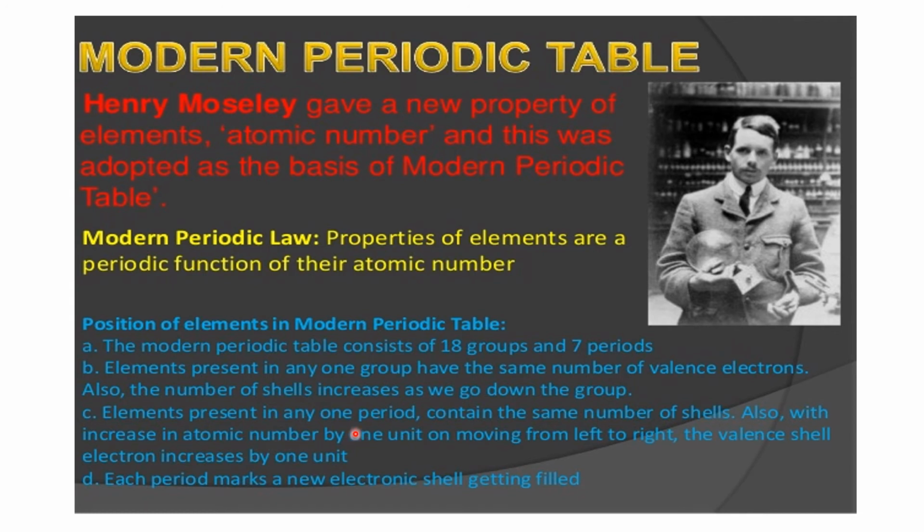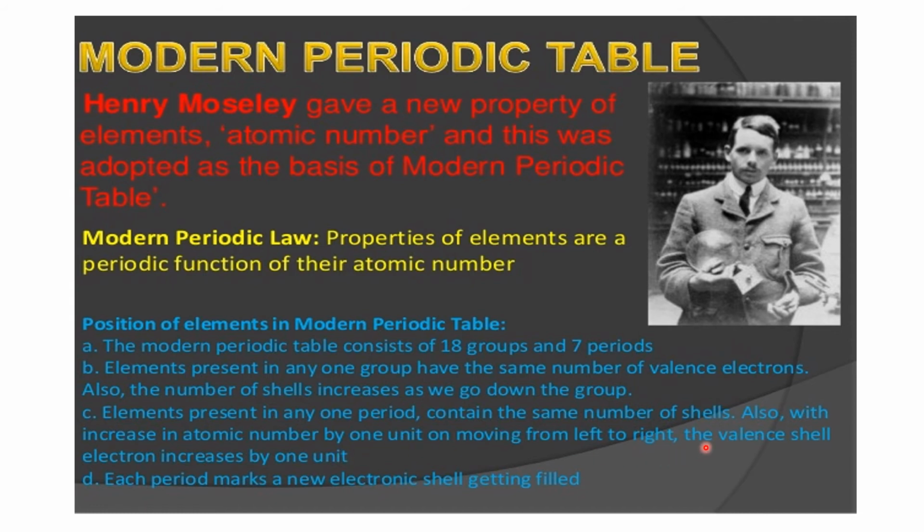Here in the modern periodic table there are 7 periods present. Now when you take the first period, 2 elements are present in that. So the elements present in any one period contain the same number of shells. So here the first element and the second element contain the same number of shells, that is, the first orbit 1s. Whereas the second period elements also contain the same number of shells. It may be 8 elements or 10 elements, any number of elements present there, all those elements contain the same number of shells. We'll be seeing that further.